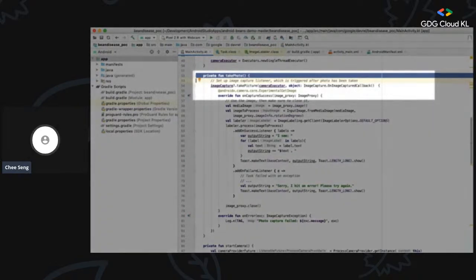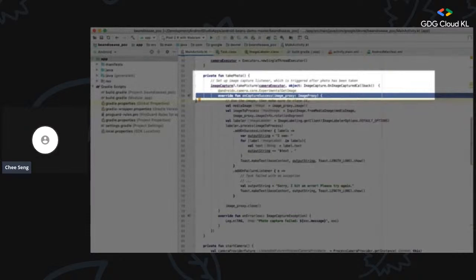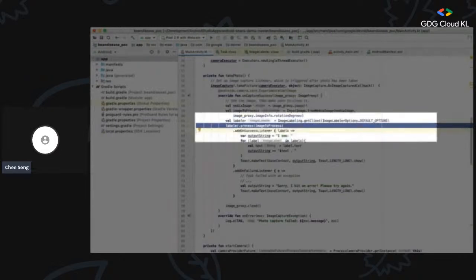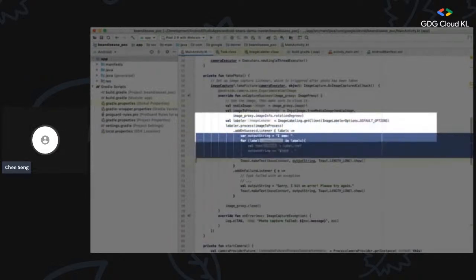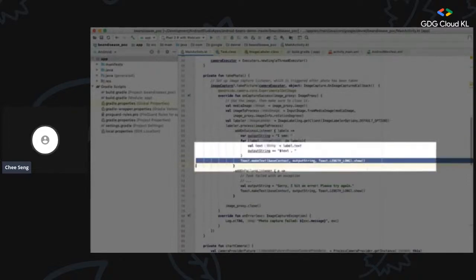First, we call Take Picture on a Camera X image capture object that was created earlier. One of the parameters is a callback object, which has the on-capture success function. We get the received image into the format we need for ML Kit, then we create an image labeler object and process the image. When this succeeds, we receive a collection of image labels, which we turn into text strings and display a toast with the results.